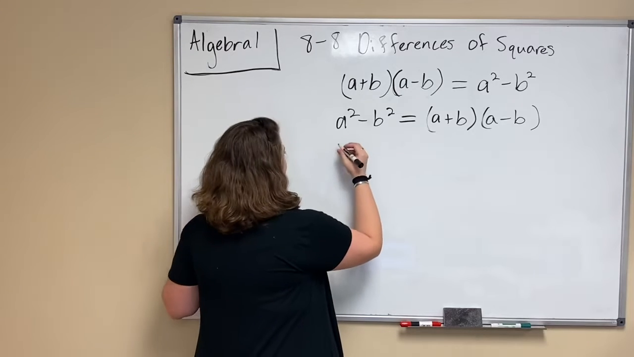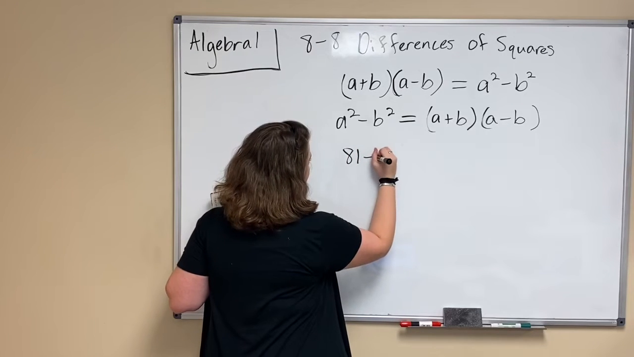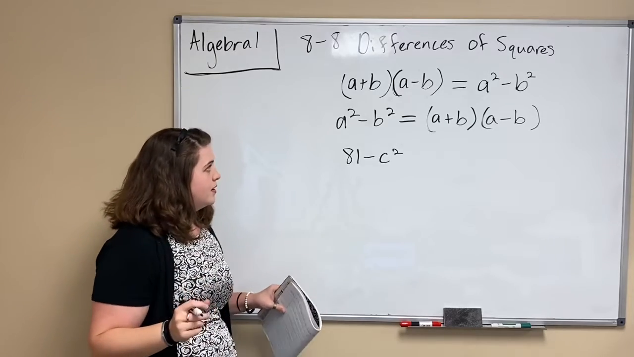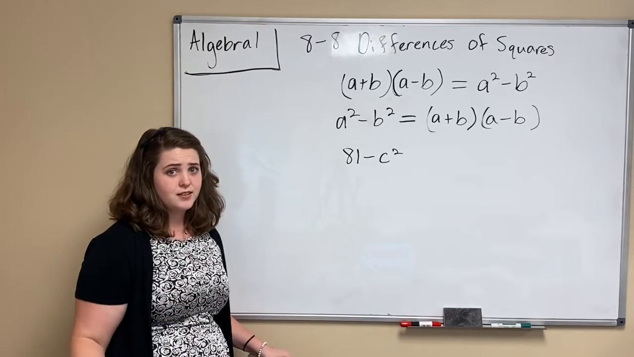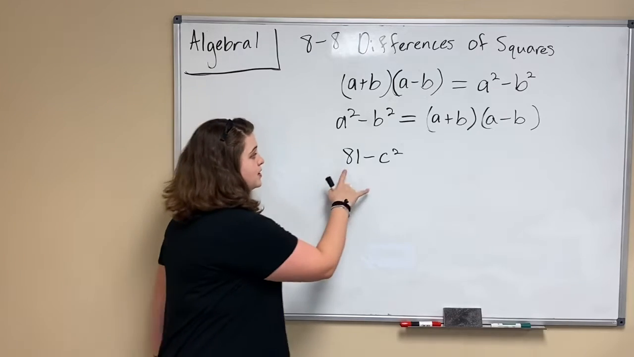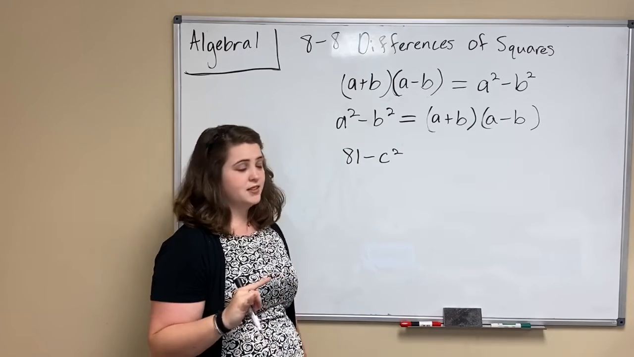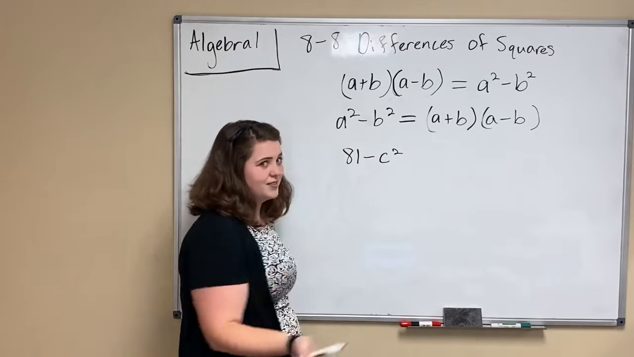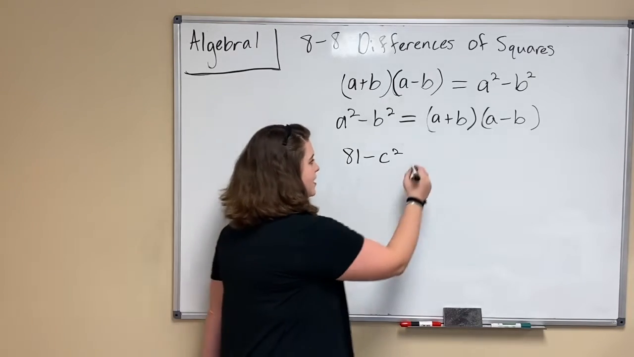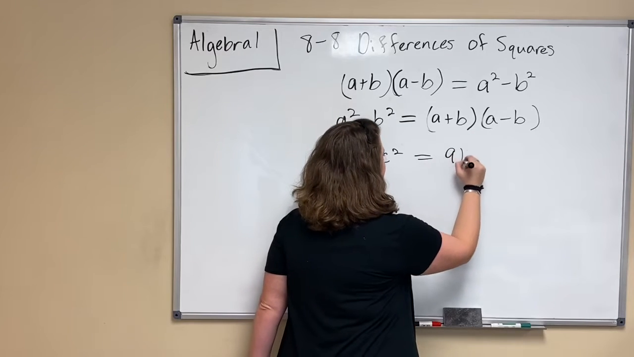We're going to look at, what if I had 81 minus c squared? Now what I have to figure out here is, is this a perfect square? Are both of these a perfect square? Now obviously c squared is c squared, but is 81 a perfect square? Yeah, 81 is 9 squared.